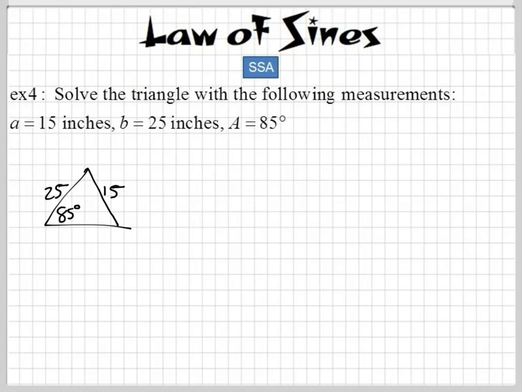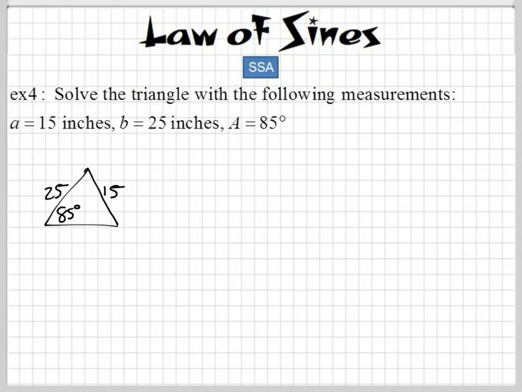But how do we know if it actually exists? Do we know the altitude here? The height of this triangle? We don't know the height of it right now. Okay, so we could figure that out, and there's a way to do that. But I like doing it this way. Let's go ahead and set up the law of sines as if we were just solving this like before.